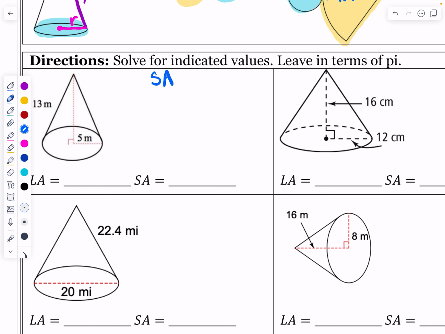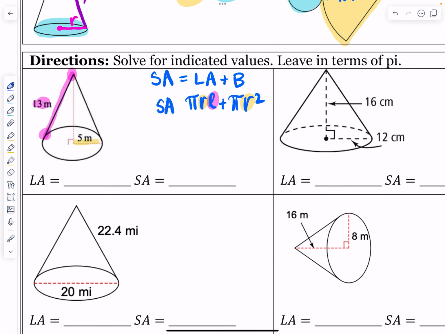So surface area equals LA plus 2B. There's just one base. So that's going to be pi RL plus pi r squared. So the only two things we need are our slanted height, which is this one, that's 13. That is slanted. The 13 is talking about that slanted piece. And then we need our radius. So what is my radius? My radius in this picture is 5. So I'm going to plug those in.